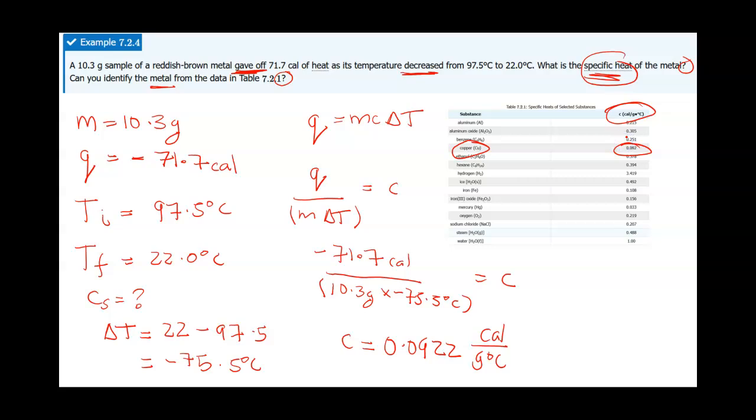copper. And that's nice because it's a reddish brown metal. So if you think about the copper pipes in your house and what color they are, you'd probably describe them as being reddish brown. So there we go. So we figured out what the metal was. It's probably copper.